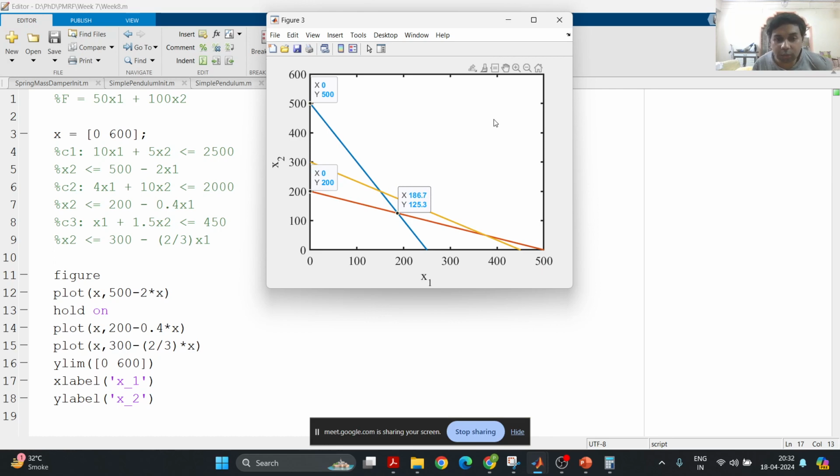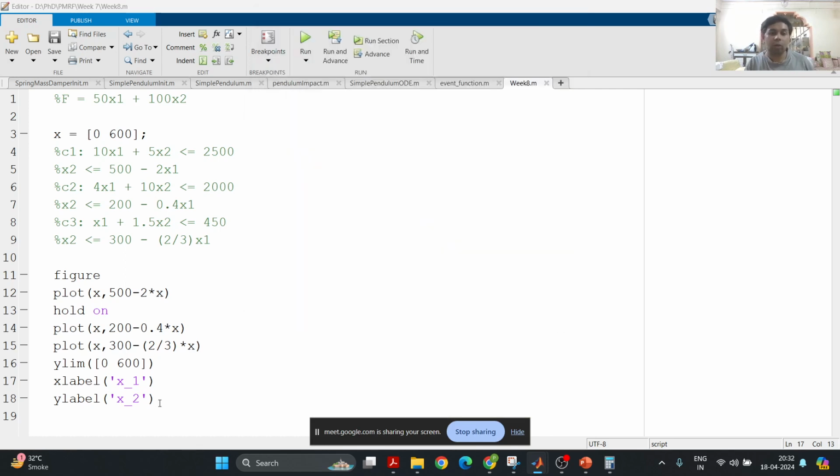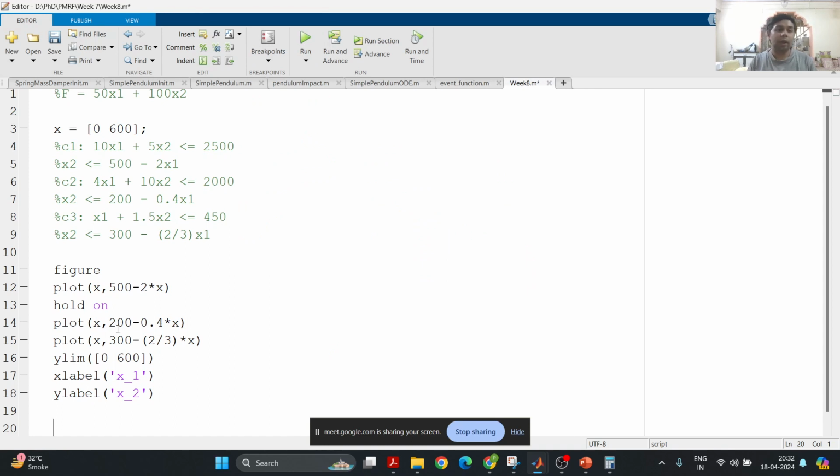So the solution point will be somewhere near this intersection point, which is about 186.7 and 125.3. There are three corner points possible: 0, 200, and then the third point will be 250 comma 0. So we can check the objective function value for each combination and see what the profit will be.